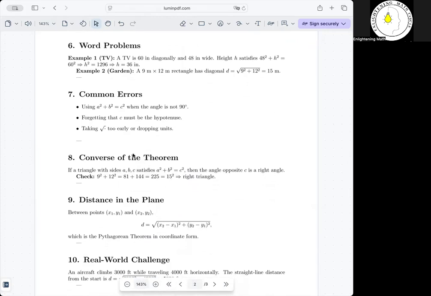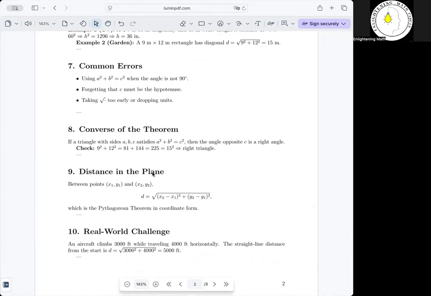So, some common mistakes: using a squared plus b squared equals c squared, or the Pythagorean theorem, when the angle across from the hypotenuse is not 90 degrees; forgetting that side C must be the hypotenuse; and taking the square root too early, before you fully solve for a squared plus b squared.